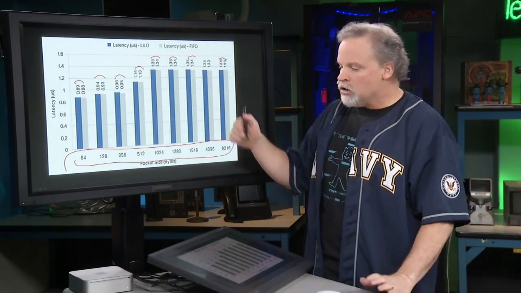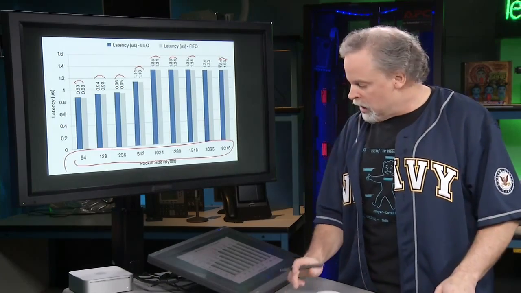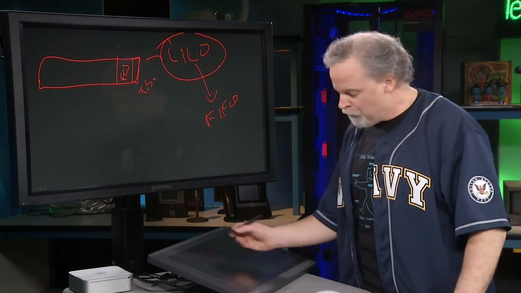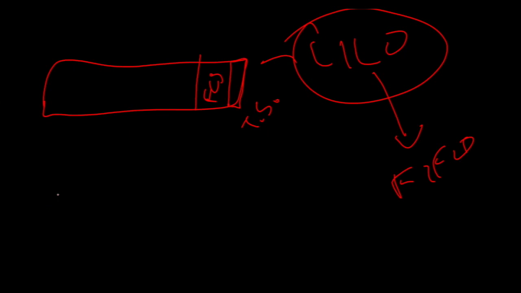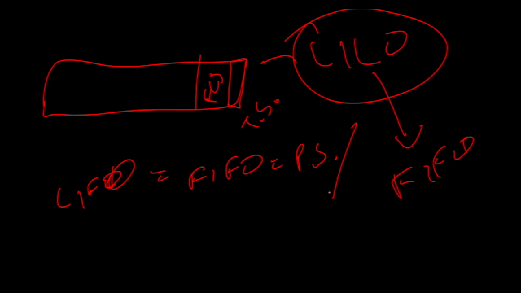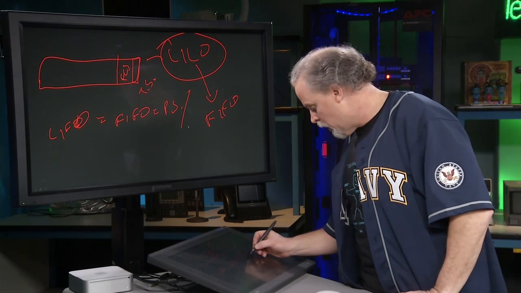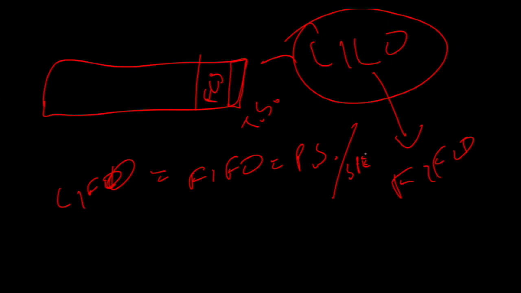Since we know that, we can eliminate one of these. If I'm looking for a LIFO measurement, my LIFO is going to be FIFO minus my packet size divided by the link speed. So we'll just put speed here. I know it's getting a little cluttered. Let me go to the next one.